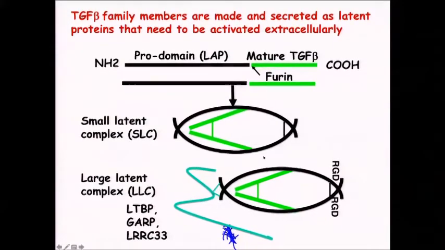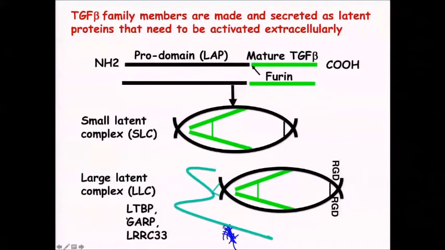But to even make this a little bit more complicated and elegant, in every cell, there are other proteins that are disulfide linked inside the secretory apparatus of the cell to this latent complex. And these come in two flavors. There are latent TGF-beta binding proteins that when this complex gets secreted are directly cross-linked to the extracellular matrix to tether the latent TGF-beta in the matrix.